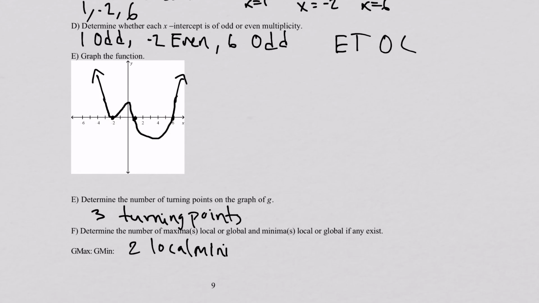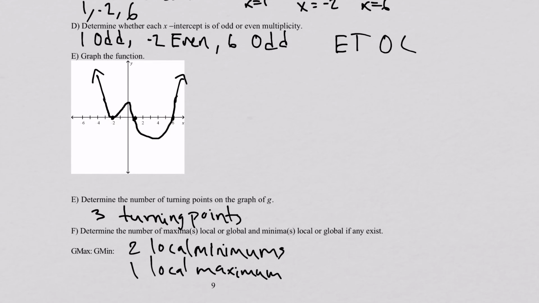Now, some people believe that since it's a global minimum, you cannot call it a local minimum as well. Okay, I call it a local minimum as well because if I just look at that particular point of the graph, it is a local minimum. Okay, it's a dip. There are 2 local minimums or minima, 1 local maximum, right? 1 bump, 2 dips.